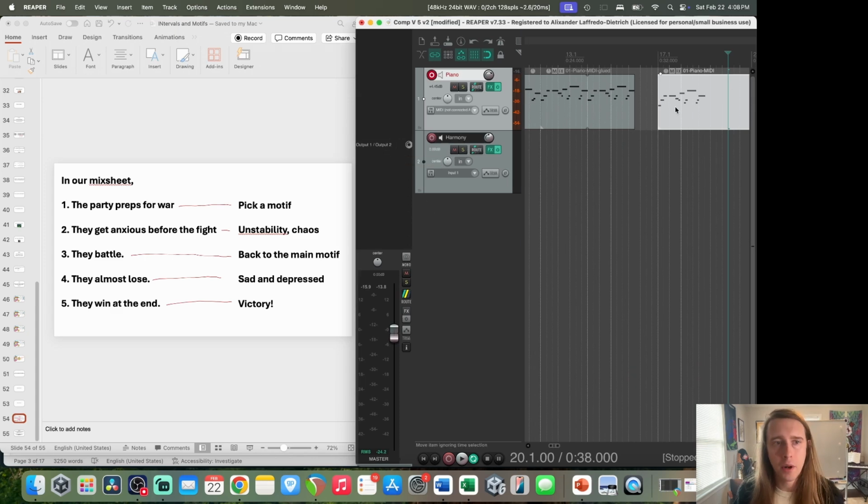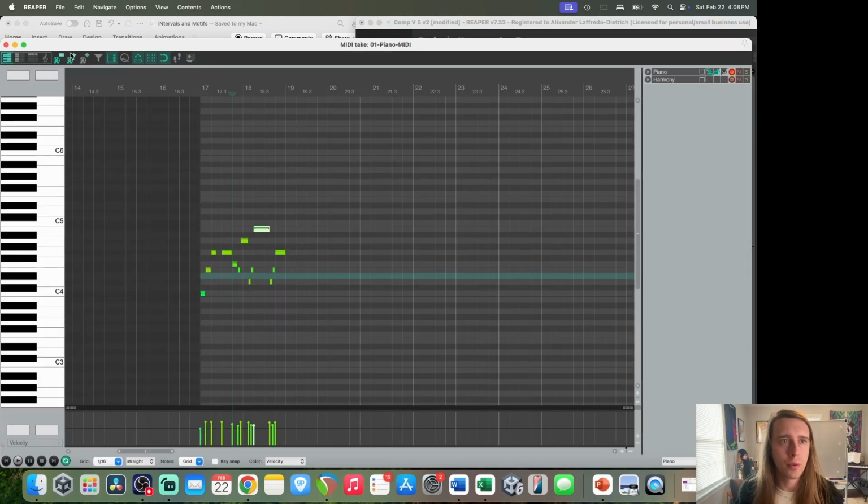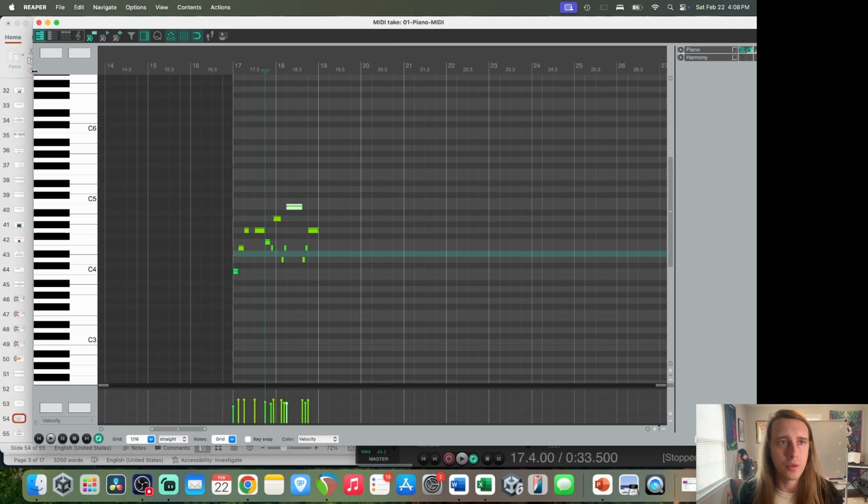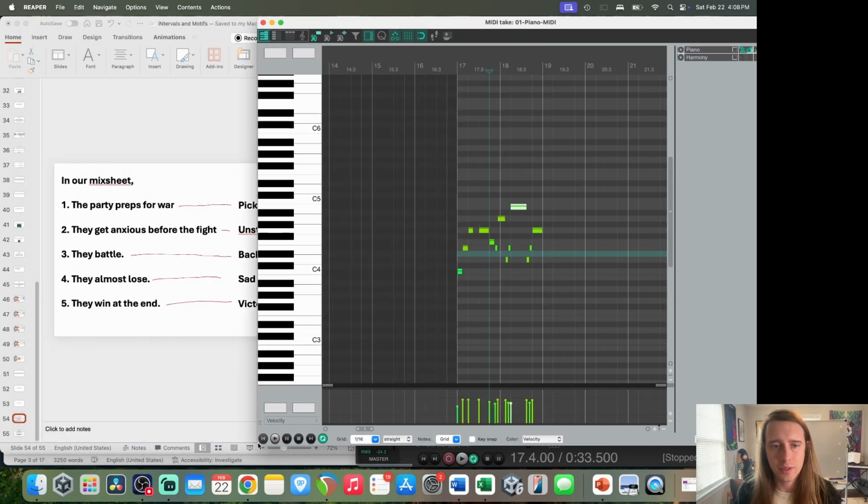So, party preps for war. Here we go. They're getting ready for war. This is a motif I want to go for. But you know what? It kind of sounds maybe a little too happy for war. So I'm just going to take this sixth and lower it. I still want that hope in the major third, but I don't want it to be as happy as it is. So cool. I'll lower this one too. Awesome. Party has now prepped to go to war and they get anxious before the fight.